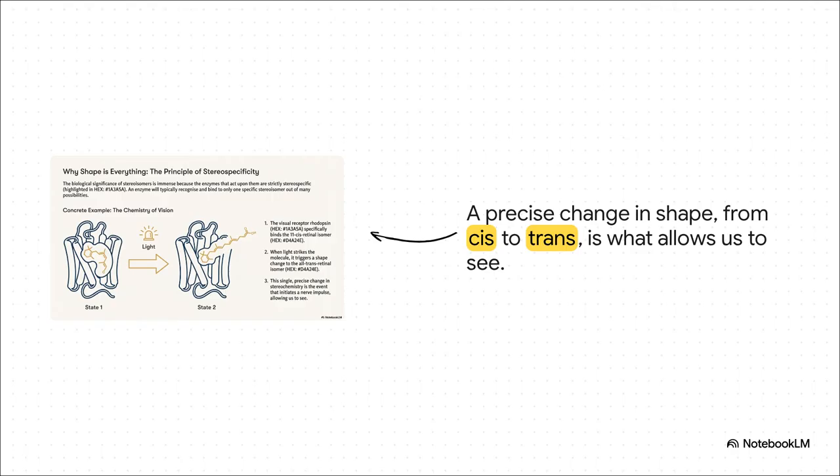And this all leads us to one of the most fundamental principles in all of biology. Shape is everything. The enzymes in our bodies are incredibly specific. They're built to recognize and grab onto only one stereoisomer, ignoring all the others. The perfect example is the chemistry of vision. There's a protein in your eye that's built to hold one specific shape of a molecule called retinal. When a particle of light hits it, the molecule instantly flips to a different shape. That single, precise change is what kicks off a nerve impulse and allows you to see the world.